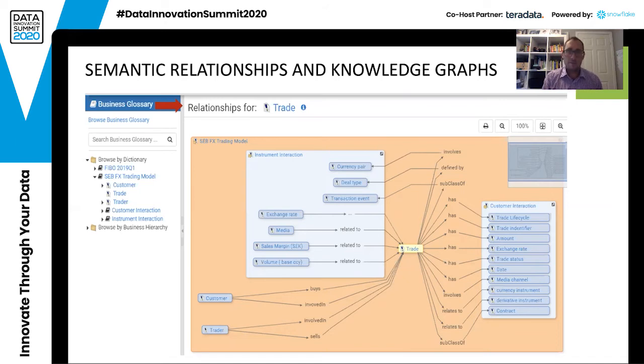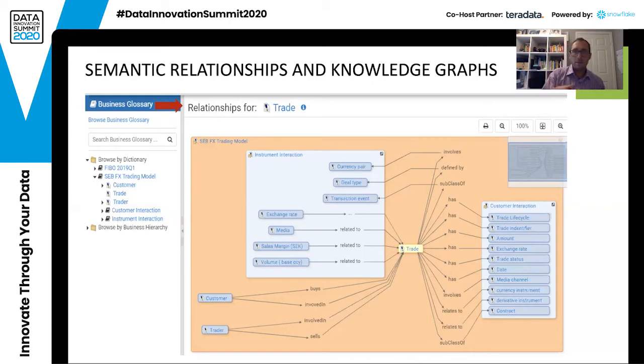This is a fictitious FX trading model for a knowledge graph. So you can see in the middle, that's okay. What are the components or the concepts that relate to an FX trade? And you can see on the right-hand side, for example, everything that relates to a customer. So a trade for a customer has a life cycle. It needs to have an identifier. It needs to have an amount, an exchange rate, a status, a date, and so on.